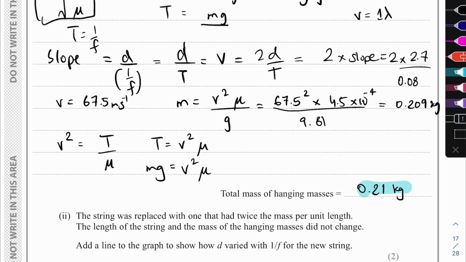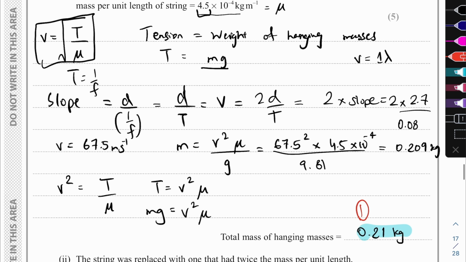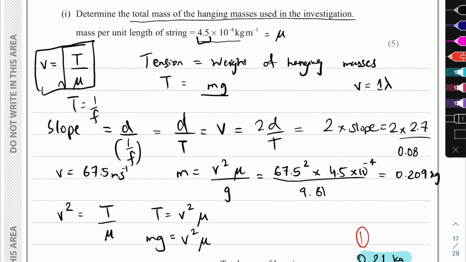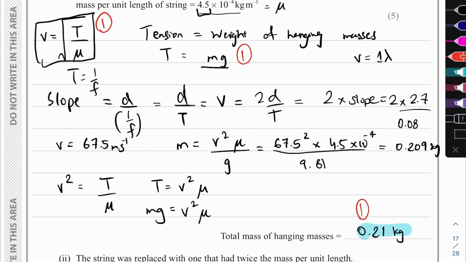Well, let's look at the marks that we get. 1 mark for getting the answer, obviously. There is 1 mark for understanding that tension equals weight of the hanging masses. 1 mark for using just the equation. Just putting down the equation gives us 1 mark. Then understanding that we need to calculate the slope, and that lambda is 2d, which we calculated. We spoke about it, but we didn't write it down. But we did it here, so you get 1 mark for that. So that's our 5 marks.